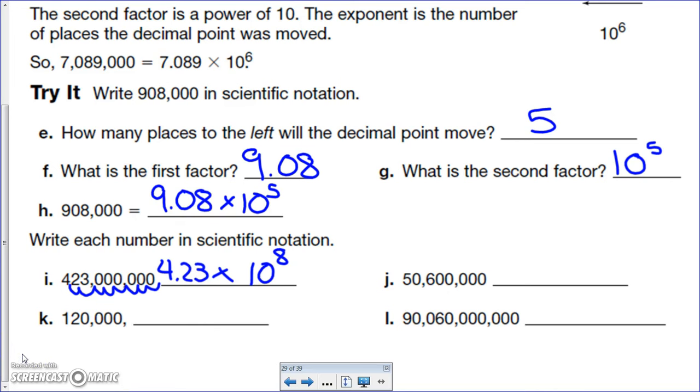For J, we have 50,600,000. So we're going to take the invisible decimal and move it 7 places all the way up to right behind the 5. So our first factor becomes 5 and 6/100ths. We have to have that 0 in there because there's no way to know it's there by the factor times 10 to whatever. So it's got to be part of that decimal. So you can't start dropping off the number until it's just zeros at the end. So it becomes 5 and 6/100ths times 10 to the 7th, because 7 is how many places we move the decimal.